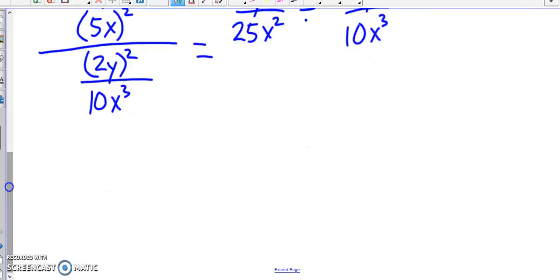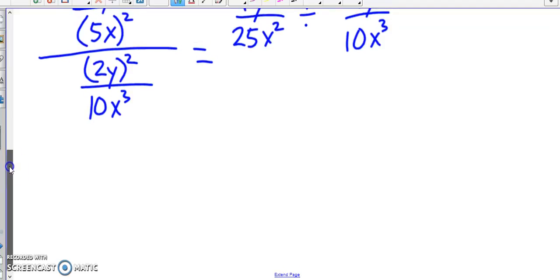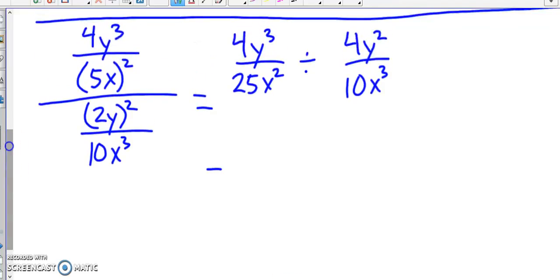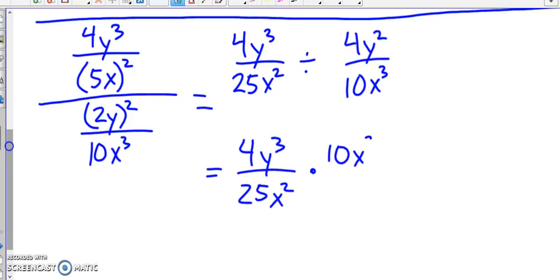Now once again, we change from division to multiplication. So this would be equal to 4y cubed over 25x squared times 10x cubed over 4y squared. Now at this point, you could multiply this out and then simplify it, or you can just simplify it as is.